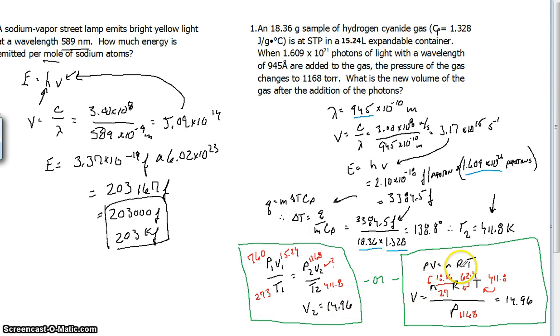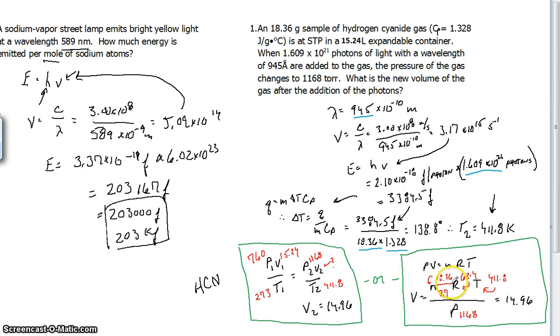You could also solve this using PV equals nRT, rearrange that for V. My n would be my mass, 18.36, over my molar mass. Hydrogen cyanide is HCN, so that's 12 plus 14 plus 1 gives me 27. So if I take the mass over the molar mass, that'll give me my moles, or n. My pressure is in torr, so I'm going to use 62.4 for R. And my final T, again, we figured out is 411.8. So once I get this temperature, I can use it in either problem. And then I'm going to divide that by my pressure. Again, my P2 given to me is 1168 in the problem. And I also get 14.96.